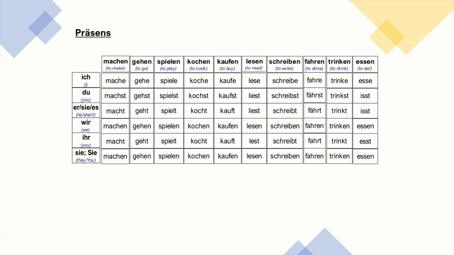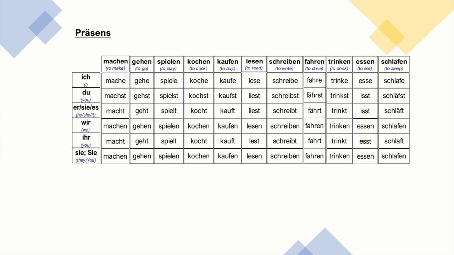Essen, to eat. Ich esse, du isst, sie es isst, wir essen, ihr esst, sie essen. Schlafen, to sleep. Ich schlafe, du schläfst, sie es schläft, wir schlafen, ihr schlaft, sie schlafen.